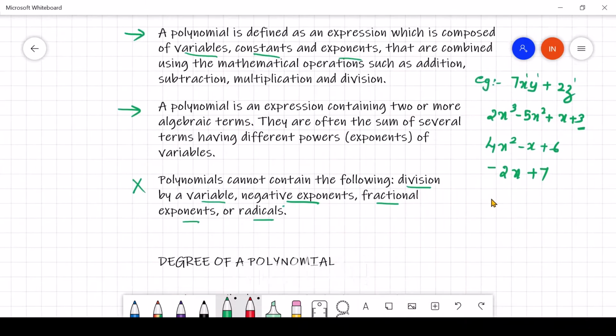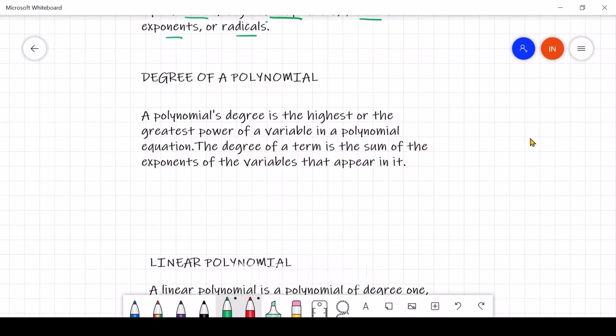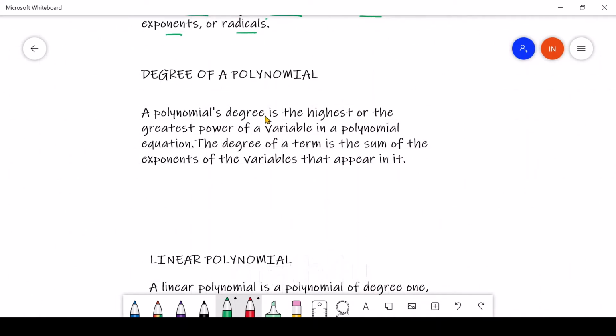Let's see another one, the degree of a polynomial. A polynomial's degree is the highest or the greatest power of a variable in a polynomial equation. The degree of a term is the sum of the exponents of the variables that appear in it. What does this mean? You may know it as the highest or greatest power of the variable in a polynomial. We will take it as the degree of that polynomial, right? Let me give an example to clear this.